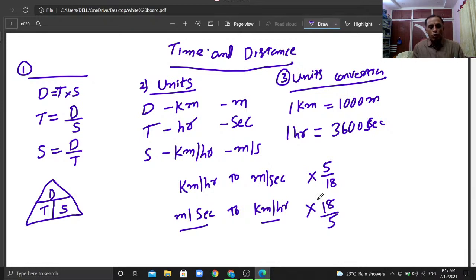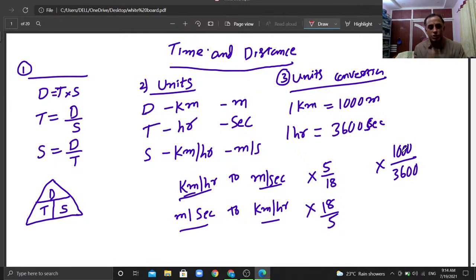Now here we have a small doubt. What is the doubt? Sir, why should we multiply by 5 by 18 or 18 by 5? Very simple. 1 kilometer is equal to how many meters? 1000 meters. 1 hour is equal to 3600 seconds. So to convert the speed from kilometer per hour to meter per second, you should multiply with 1000 by 3600.